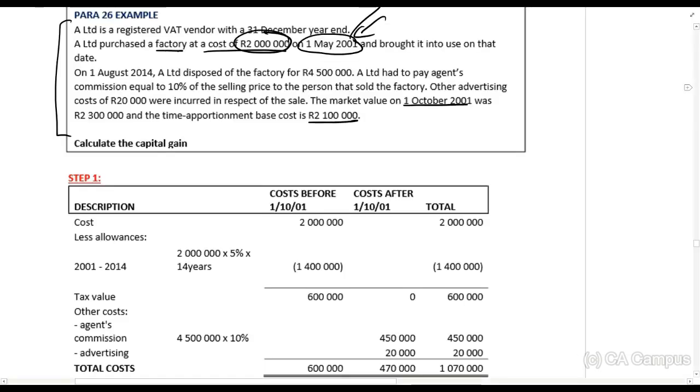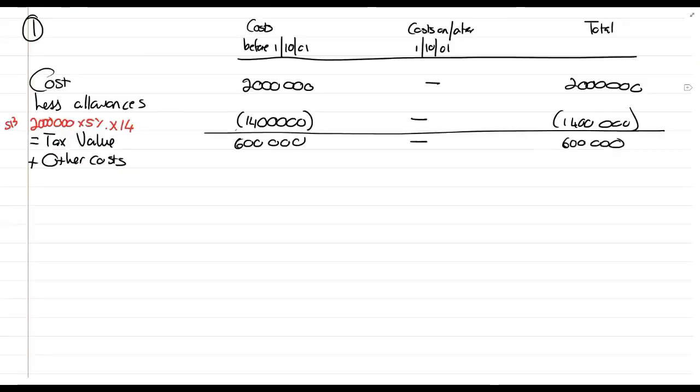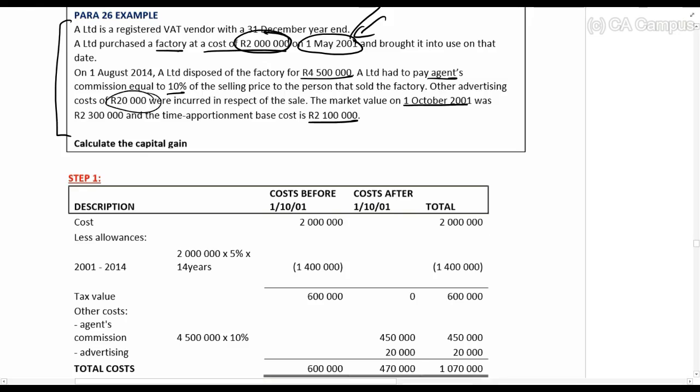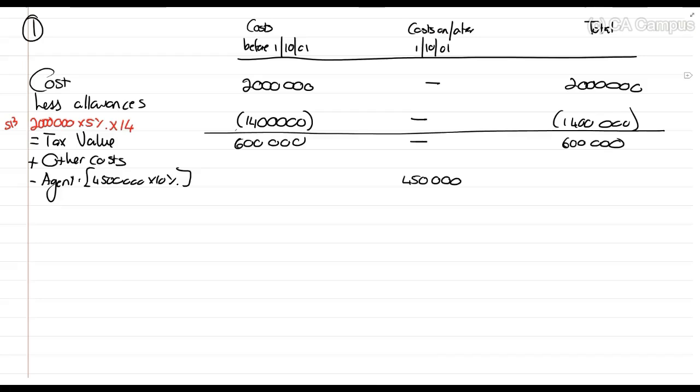Now we have other costs in here. There's agent's commission of 10% of the selling price, so 4.5 million. Right, so agent, 4.5 million times 10%. Now we sold this property in 2014, so it's a cost after 1 October. So it goes into the cost after 1 October. Right? Then other advertising costs of 20,000 rands were incurred.